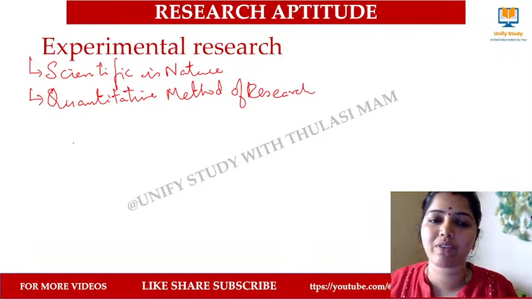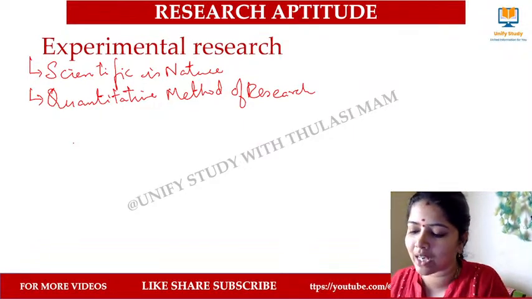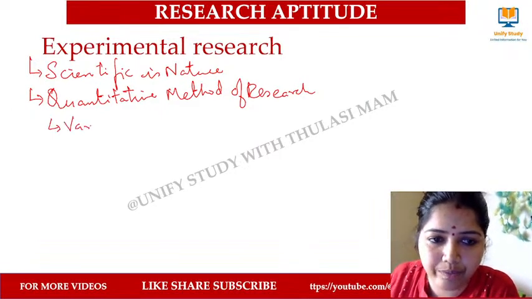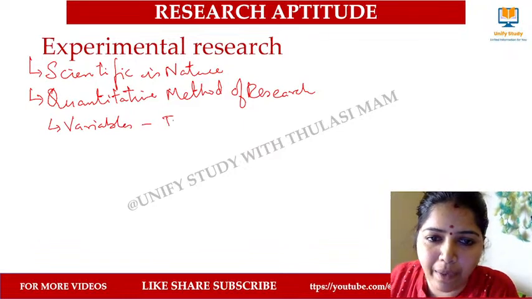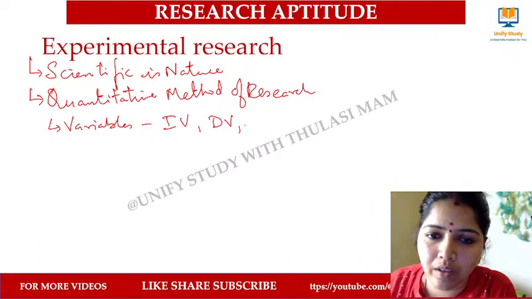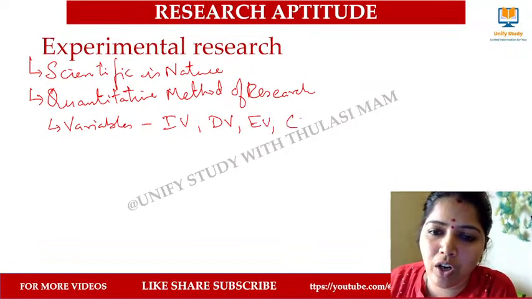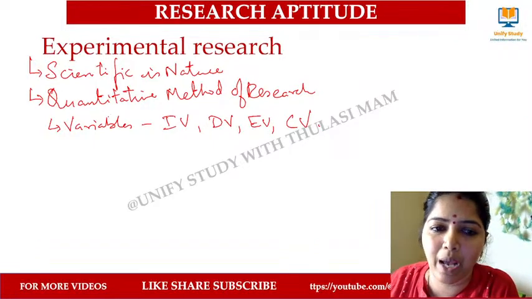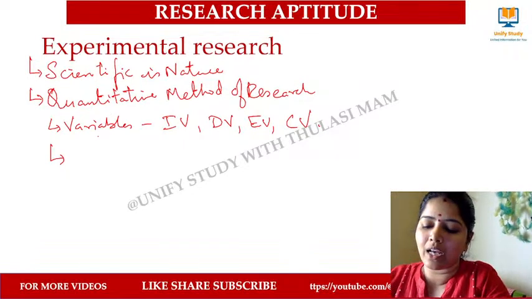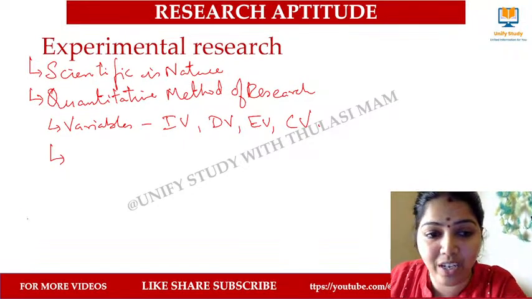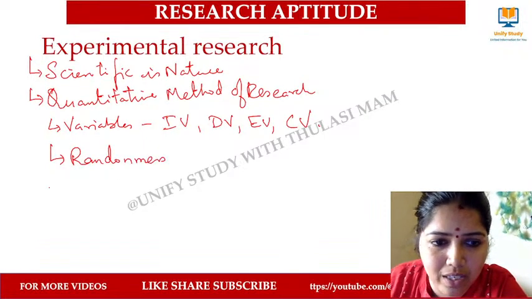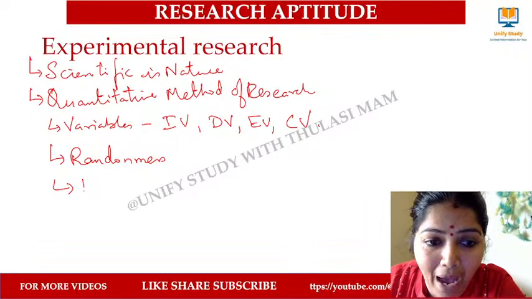The terms we are supposed to know about experimental research are variables: independent variable, dependent variable, extraneous variable, confounding variable. And we have a term called randomness. These are all characteristics of experimental research. And we have a concept called manipulation.